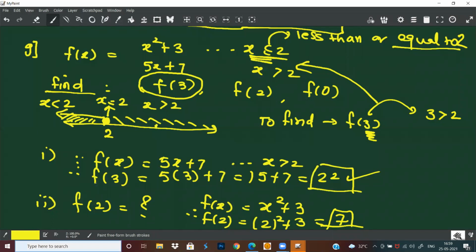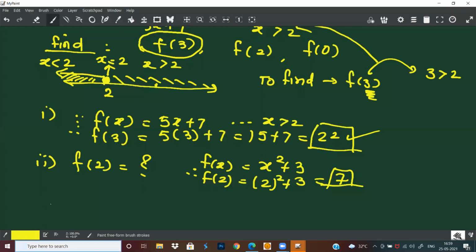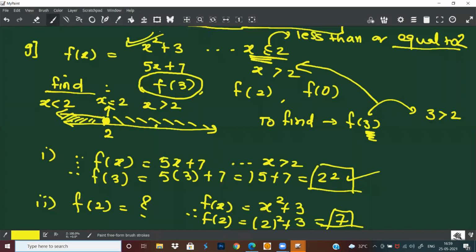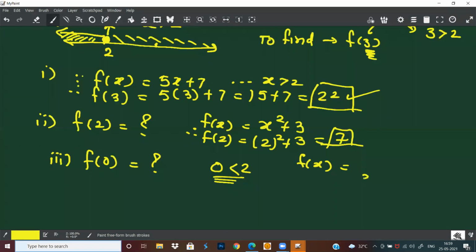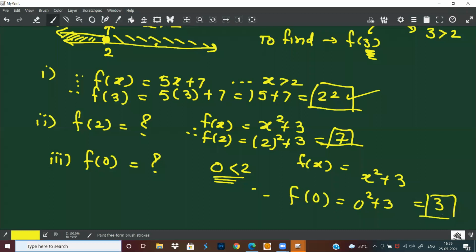Now, how do you find f of 0? Zero is less than 2, so you will take the function for less than 2. Where is the function for less than 2? See, this is it. Whether it is less than 2 or equal to 2, this one is used. f of x is x square plus 3. Therefore, f of 0 is 0 square plus 3. So your answer is 3. Correct?